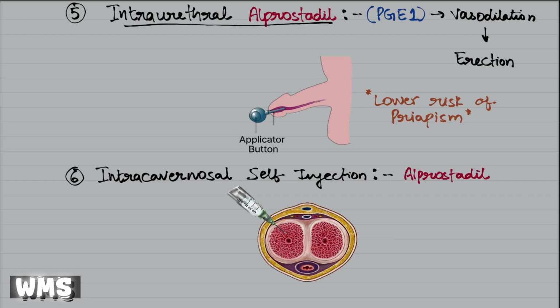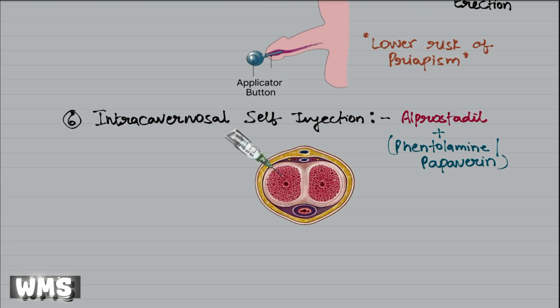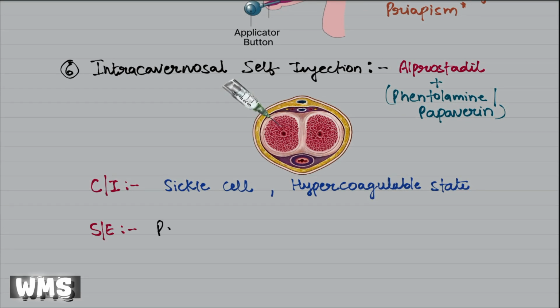The dose is carefully titrated, and in some cases, combination therapy with drugs like phentolamine or papaverine is used to enhance effect. However, it is contraindicated in patients at risk of priapism, such as those with sickle cell disease or hypercoagulable states. Common side effects include pain, prolonged erection, and fibrosis with long-term use.